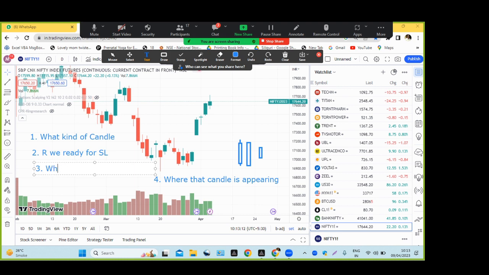When should we trade our candle? Because if we find a Marubozu, let's say this is a Marubozu, let me highlight this one.